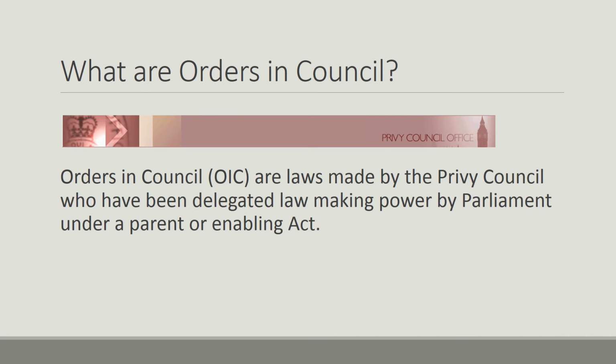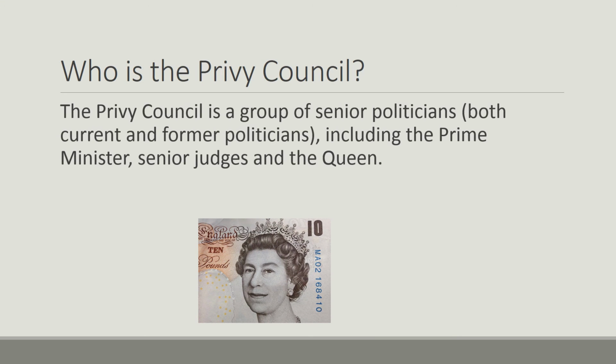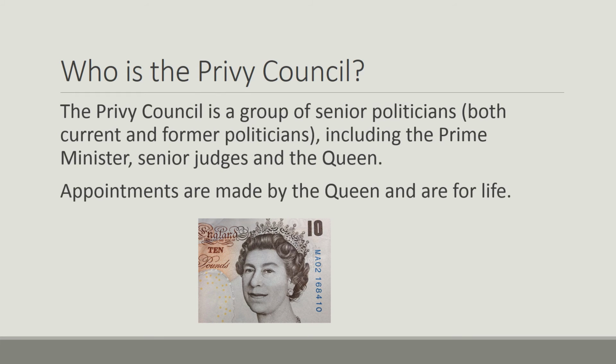So let's look at orders in council. You're going to start with your definition of orders in council. They are laws made by the Privy Council who have been delegated law-making power by Parliament under a parent or enabling act. The Privy Council is a group of senior politicians, both current and former politicians, including the Prime Minister, senior judges and the Queen. Appointments are made by the Queen and are for life.